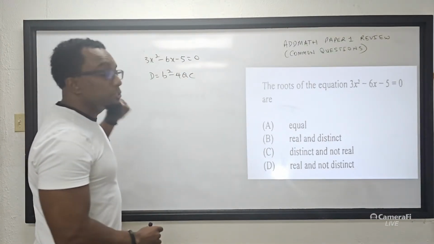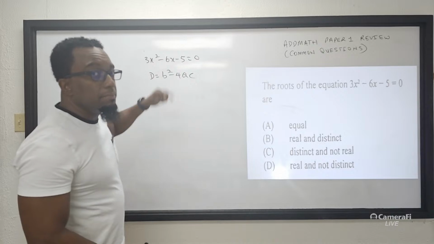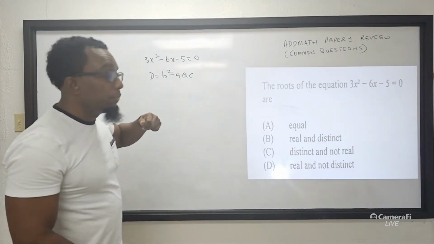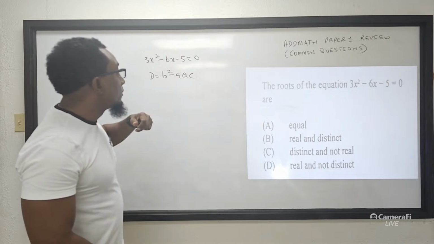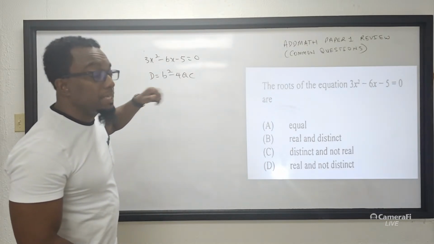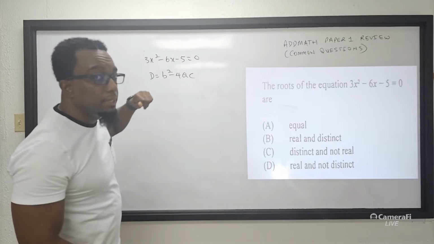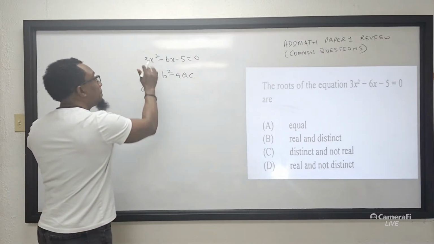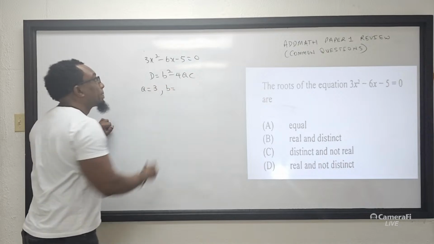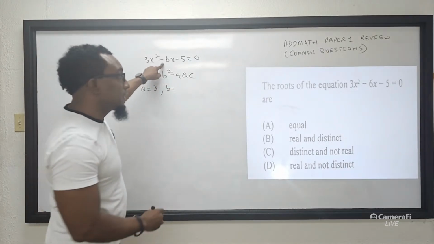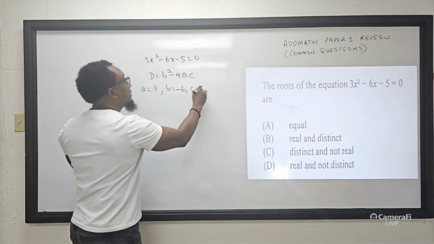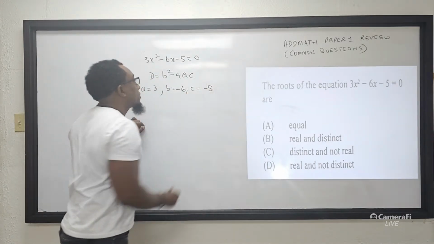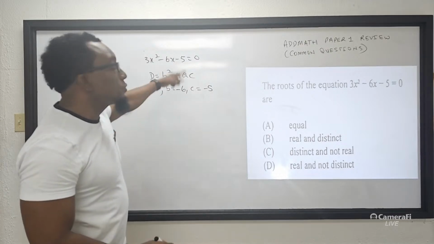And let me substitute for b, a, and c in my discriminant. And based on my substitution, I'll know what type of roots we're going to obtain from solving the quadratic equation. So I'm going to let a be the number in front of x squared, which is 3, b be the number in front of x, which is negative 6, and c is the constant, which is negative 5. So I'm going to substitute for a, b, and c into my discriminant.